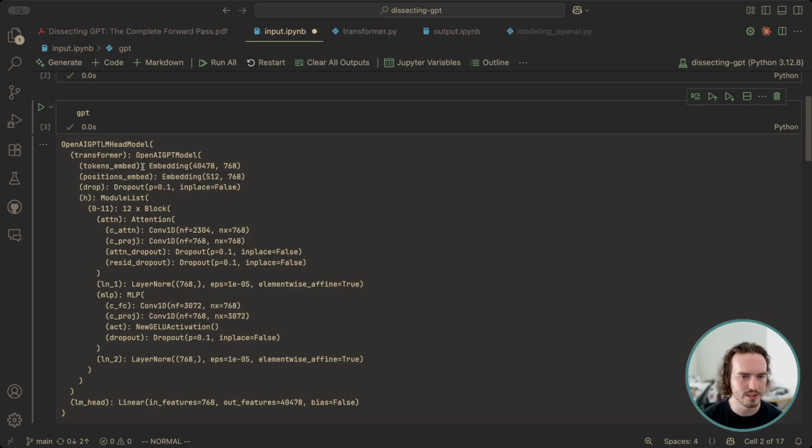So we can see here that there are tokens embed, positions embed, there's drop, and then there's H. So that's referring to all of the hidden states that we have. So you can see there are 12 of them in GPT-1, 12 transformer blocks, each one having an attention, a layer norm, and then a multi-layer perceptron, and then another layer norm. And then eventually this LM head, so that's that output stage.